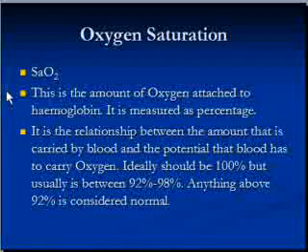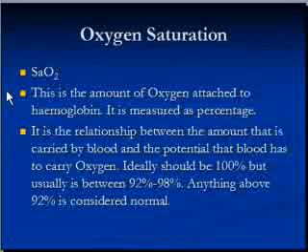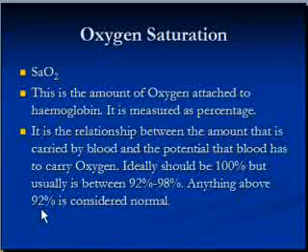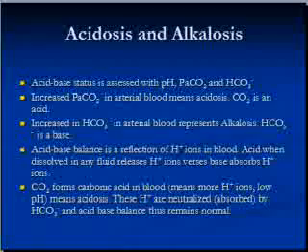Oxygen saturation is the amount of oxygen attached to hemoglobin. It is measured as a percentage. It is the relationship between the amount that is carried by the blood and the potential that blood has to carry. It should ideally be 100%, meaning if blood has the ability to carry a certain amount of oxygen, it should be carrying 100% of that amount. But it is usually between 92 to 98%. Anything above 92% is considered normal.